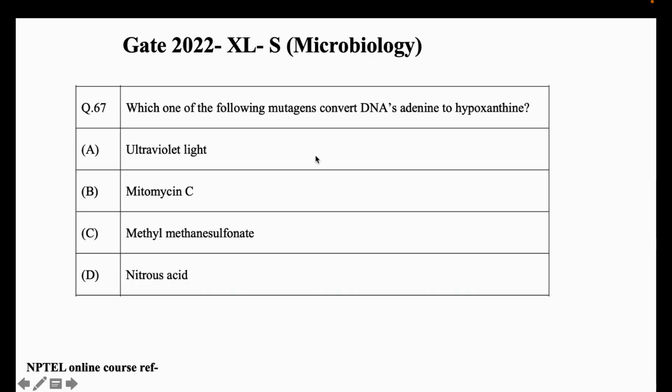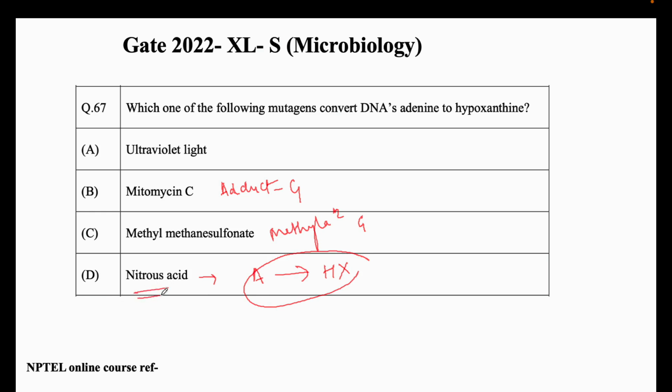So coming back to the question, UV forms a thymine dimer. Mitomycin C, what does mitomycin C do? Adduct formation, G adducts formation. And then methyl methane sulfonate, we have methylation of guanine. This is also guanine. And nitrous acid, it converts, remember this is very common, adenine to hypoxanthine. Okay, this is a very common conversion.